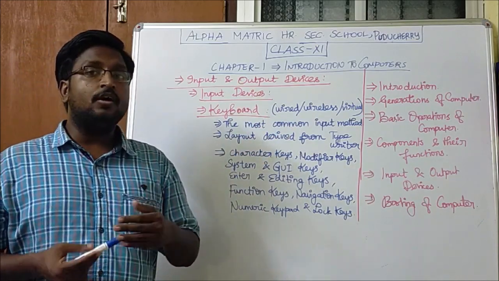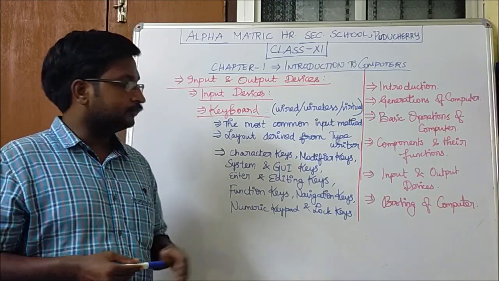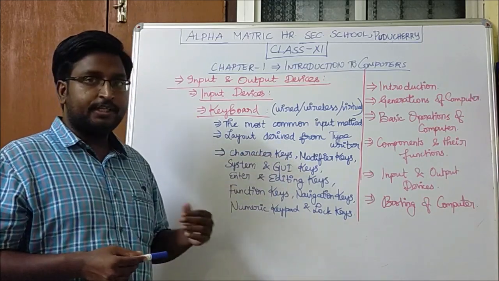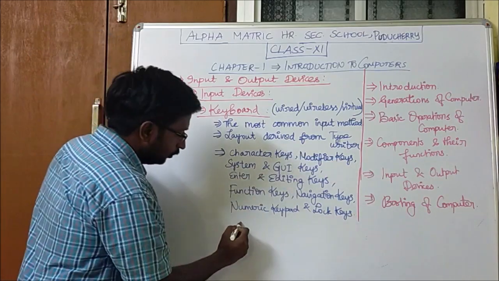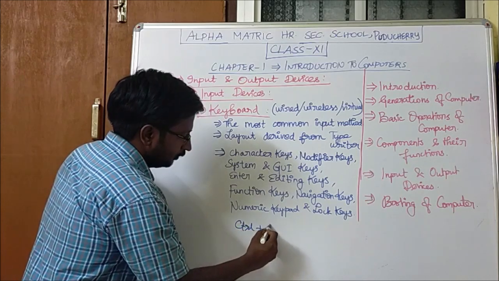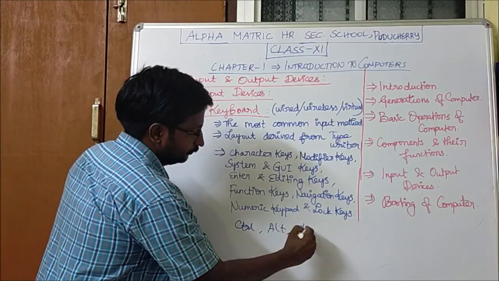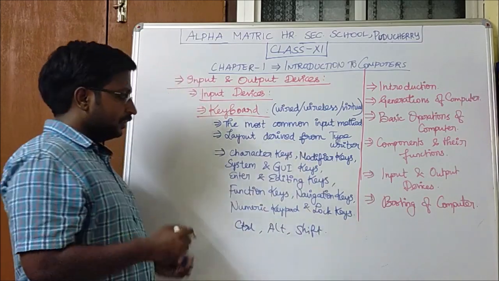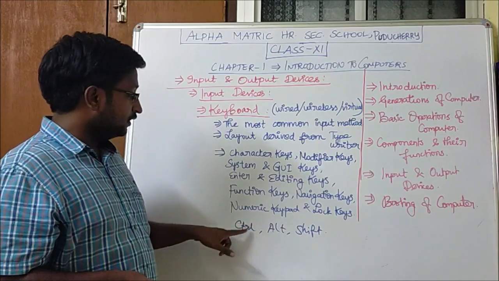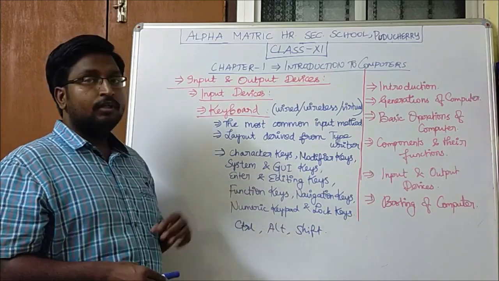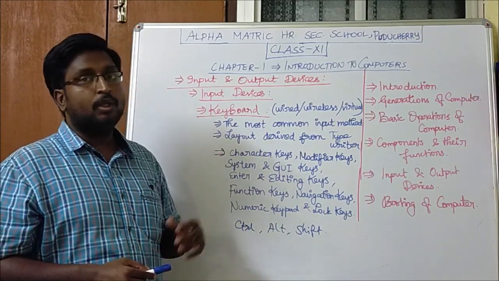Based on the functionality of the various keys in the keyboard, the keys are categorized as character keys, that is A to Z, and modifier keys, that is Control, Alt, Shift. All these come under the modifier keys. A combination of these keys with the other keys will modify the content of the data. That's why they call them modifier keys.